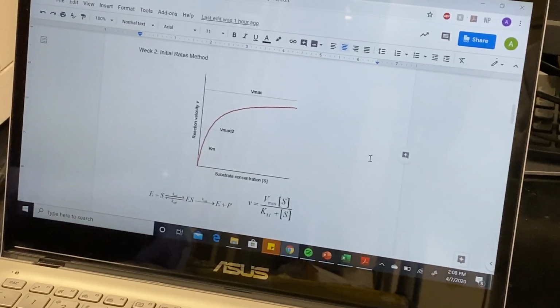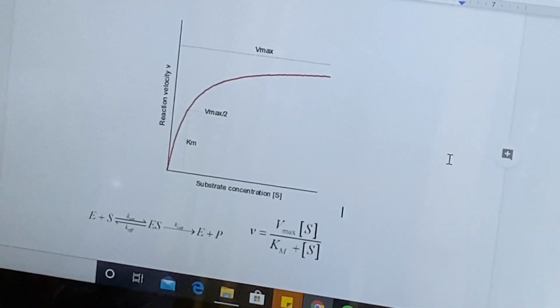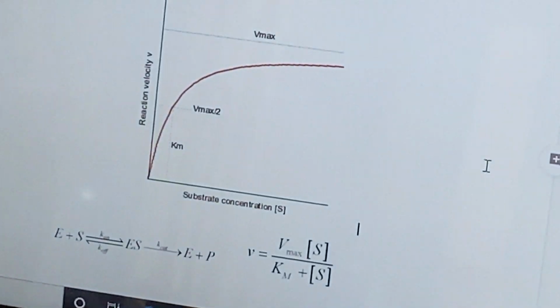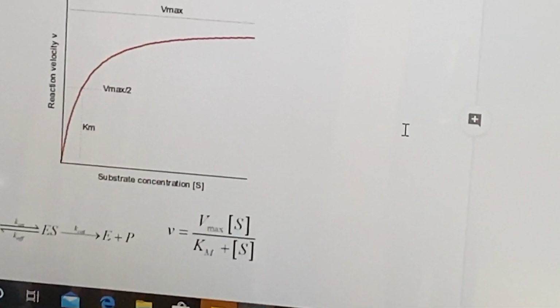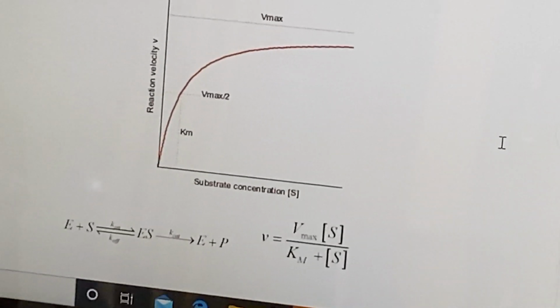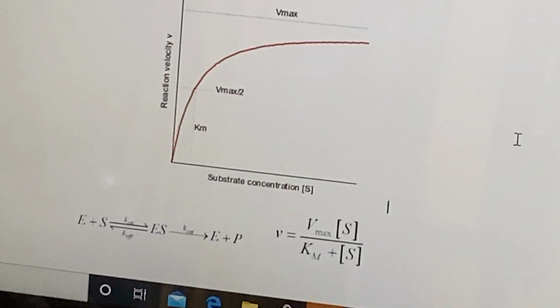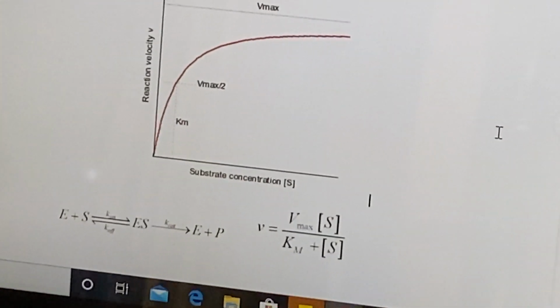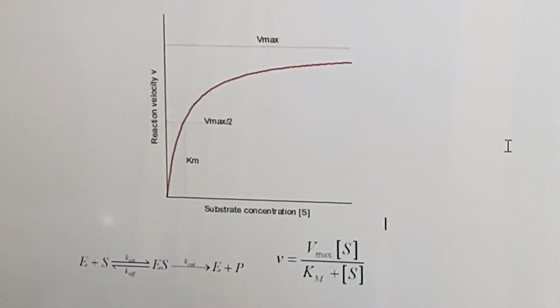Alright, so just a quick overview of Michaelis-Menten kinetics. This graph right here is the initial substrate concentration versus the reaction velocity. This is the general equation for enzyme reaction, and then this is the actual Michaelis-Menten equation. As you can see, there's a Vmax and a Km, which are the Michaelis-Menten constants. And the goal of this lab is to determine those.